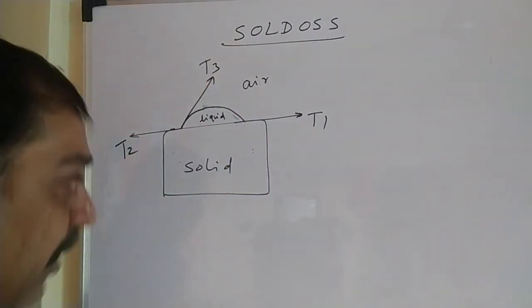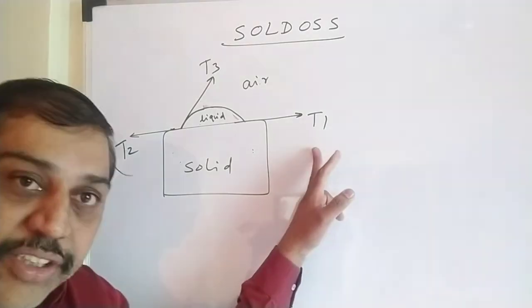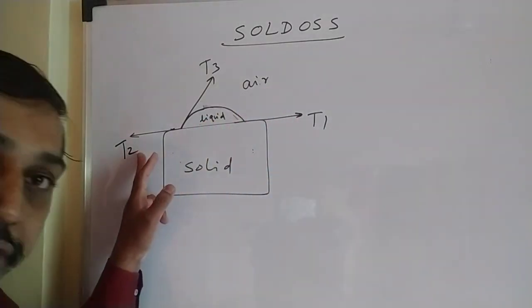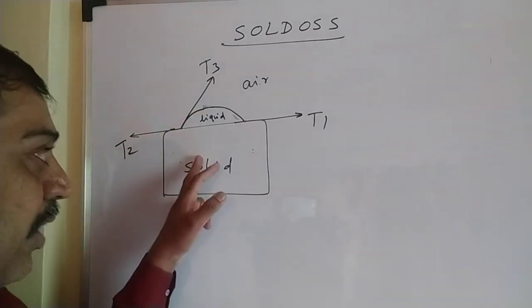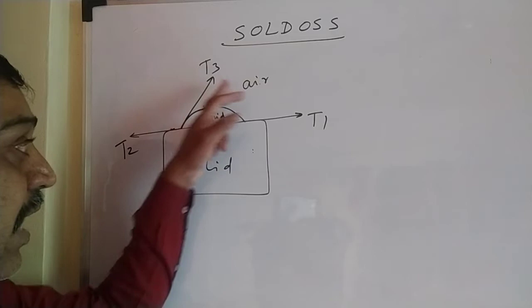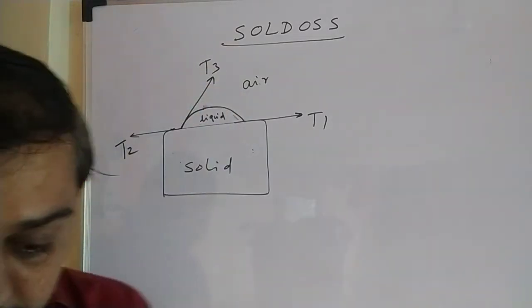I will repeat once again. T1 is the surface tension between solid and air. T2 is the surface tension between liquid and solid. And T3 is the surface tension between liquid and air. Those are the three surface tensions they have taken.